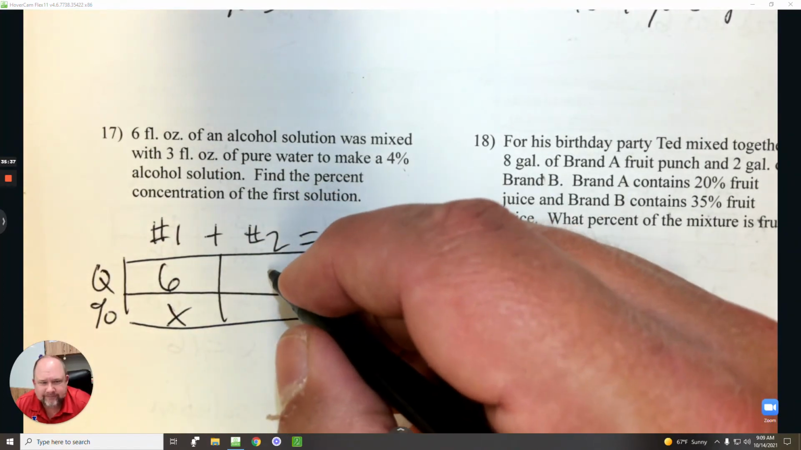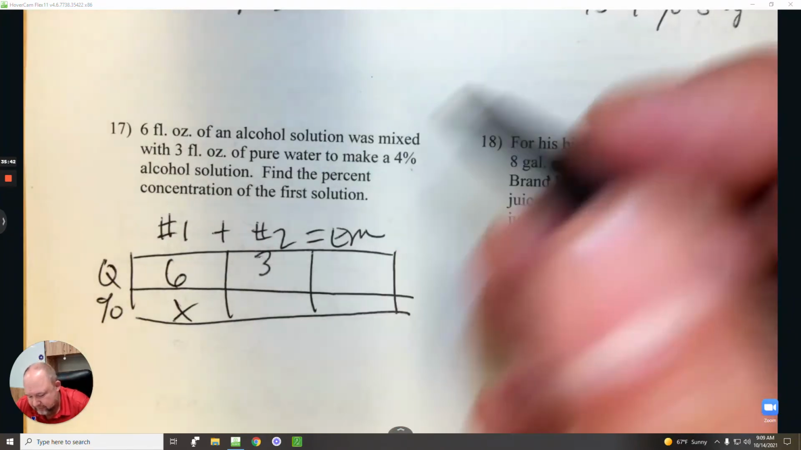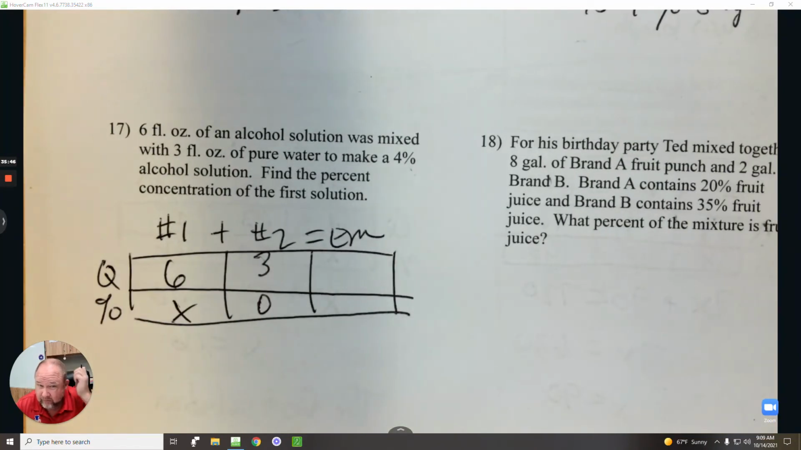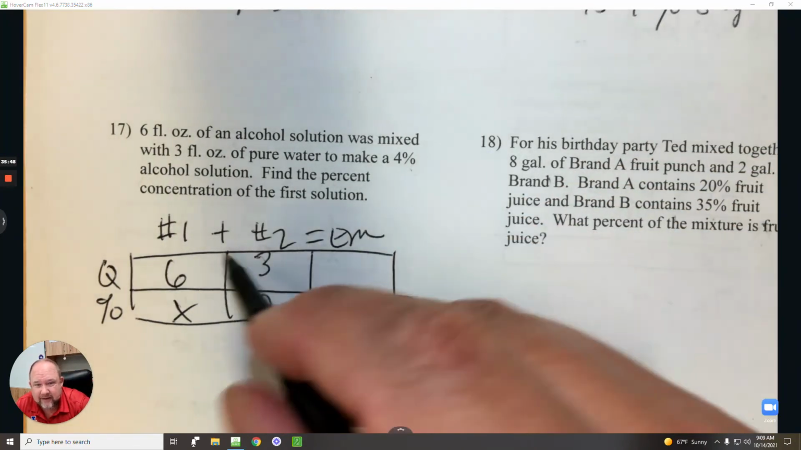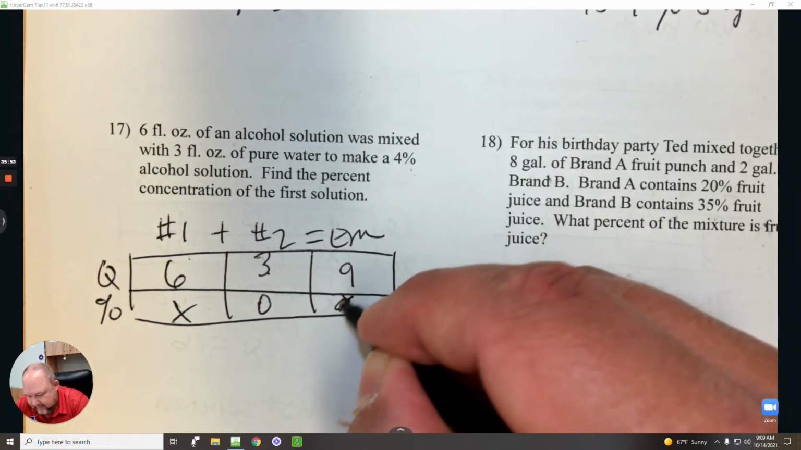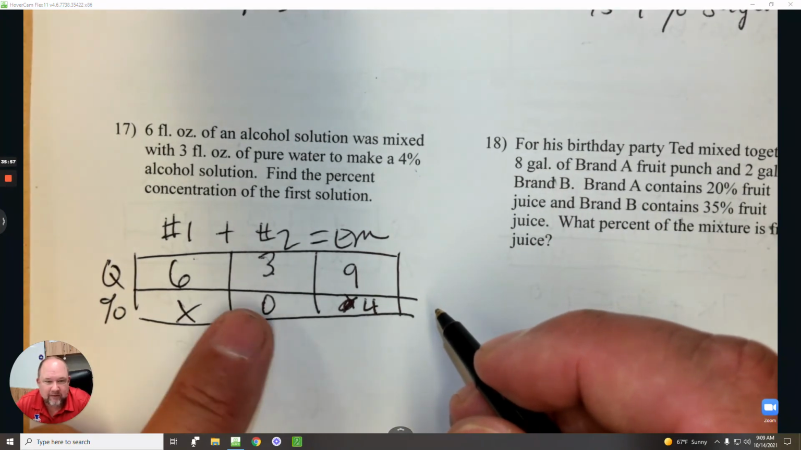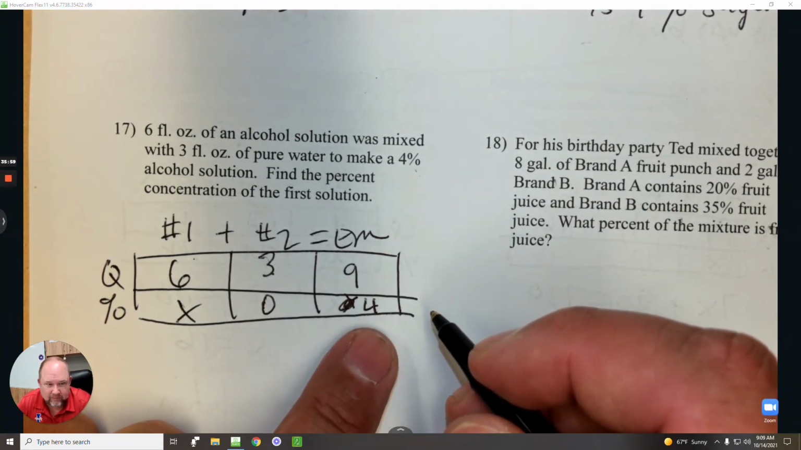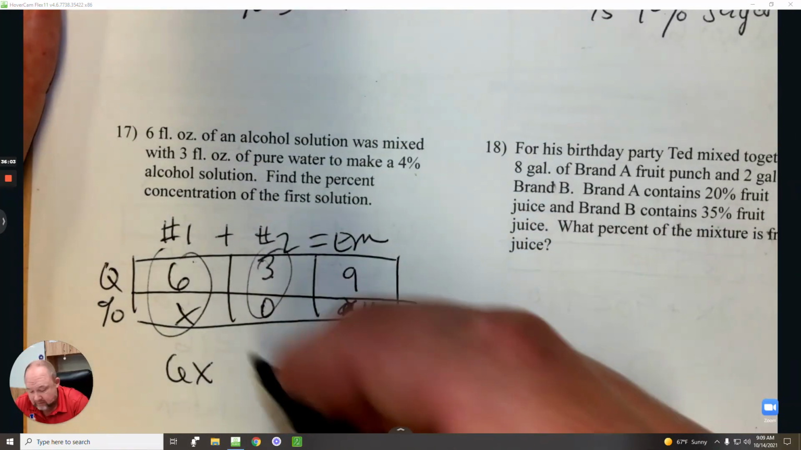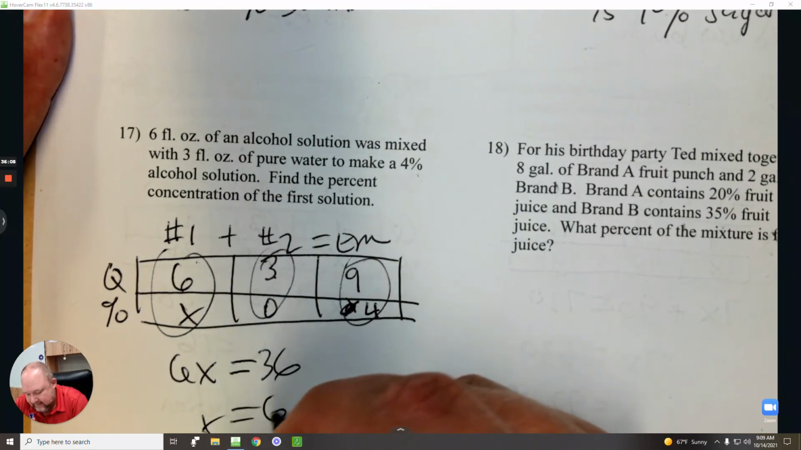So alcohol solution, we don't know the first one. The second one, we have 3 fluid ounces. Now pure water has 0% alcohol, so that's why it's 0. And then the end mix, 6 plus 3 is 9. Oh, and the end part is 4%. And so how much was it to begin with when you mix it with pure water to get it down to 4%? So multiply. Now 3 times 0 is 0, so I'm not going to add 0. And then 36. Divide, and you have your answer.